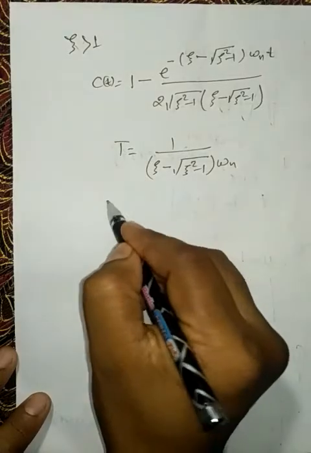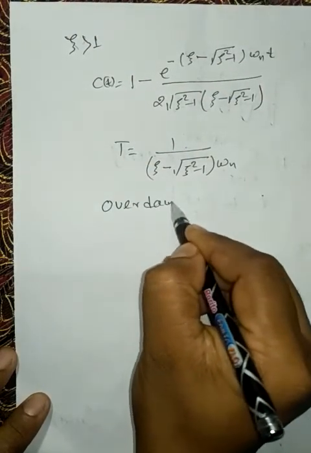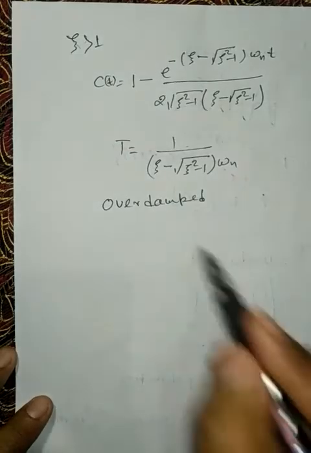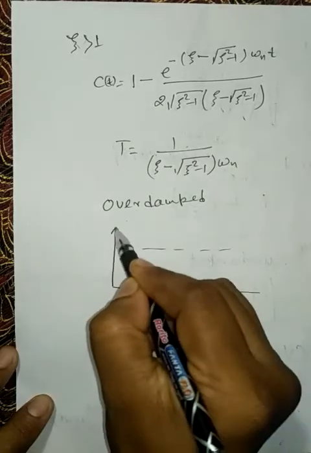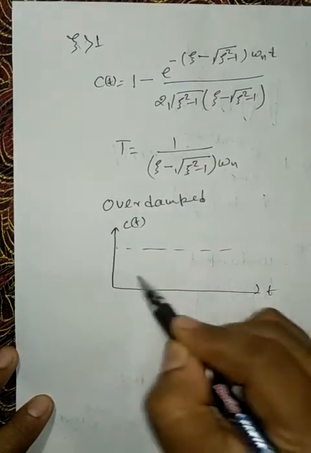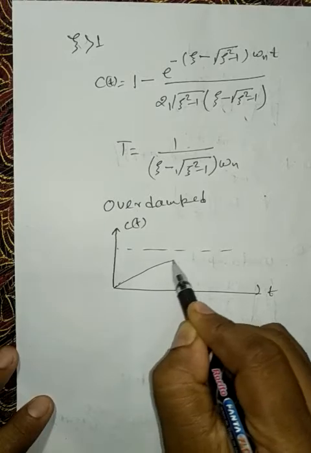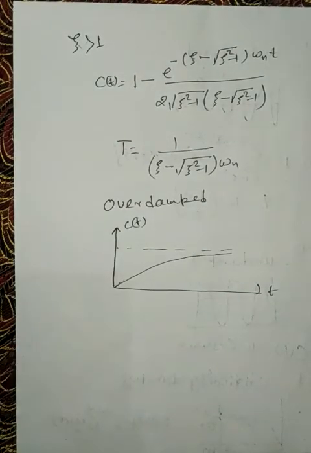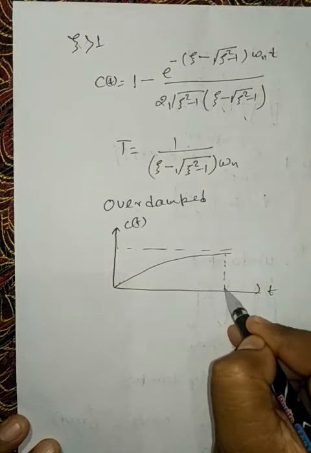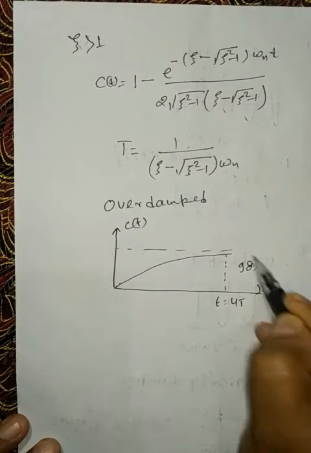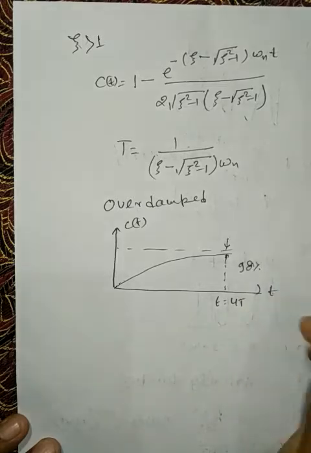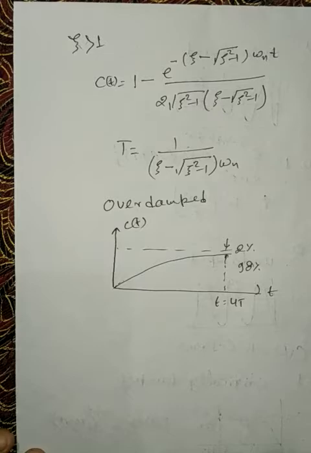and the response is overdamped. The graph of the overdamped response is like this, C(t) versus t. This is our overdamped response, right? Again, at t equal to 4T, the response reaches 98%, and the error between the desired and actual response is 2%, right?